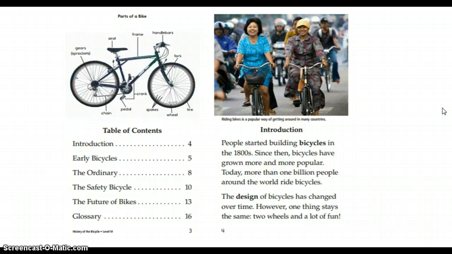Introduction. People started building bicycles in the 1800s. Since then, bicycles have grown more and more popular. Today, more than 1 billion people around the world ride bicycles. The design of bicycles has changed over time. However, one thing stays the same: two wheels and a lot of fun.